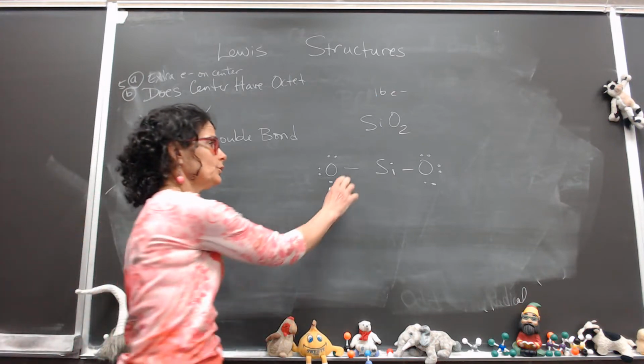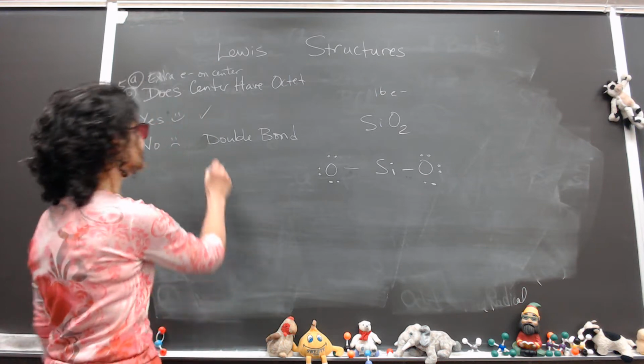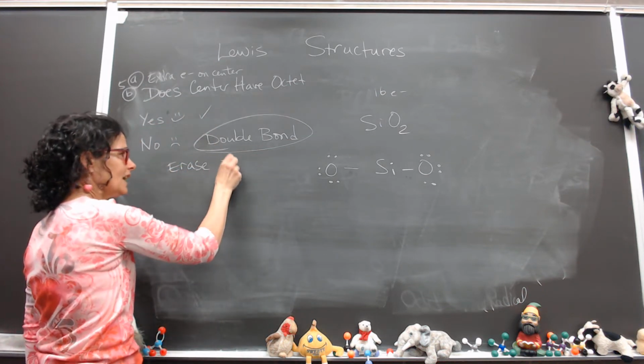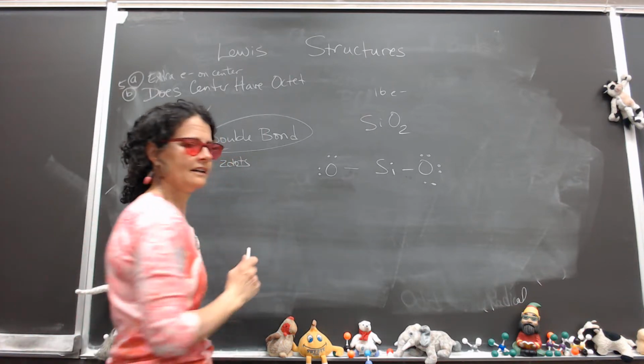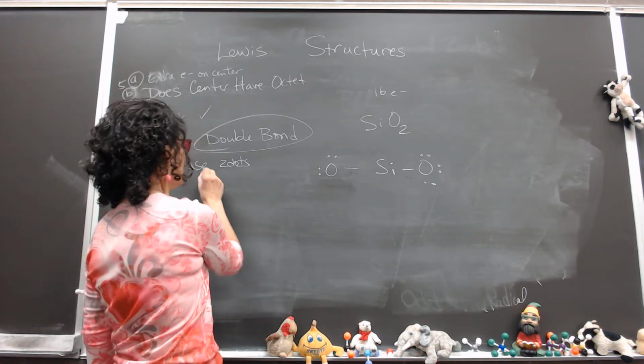No. It has only 4. 2 plus 2, right, the bonds. So this is where, to make a double bond, you're going to erase 2 dots, a pair. It doesn't matter which 2 you erase. This is just a representation to make the bond.